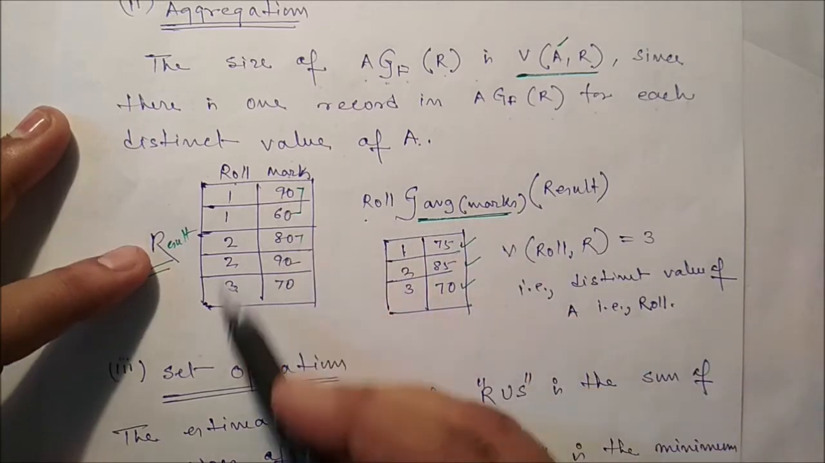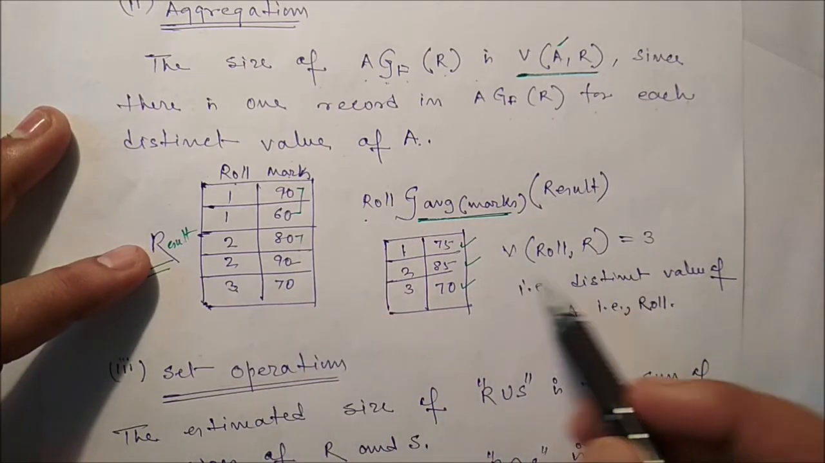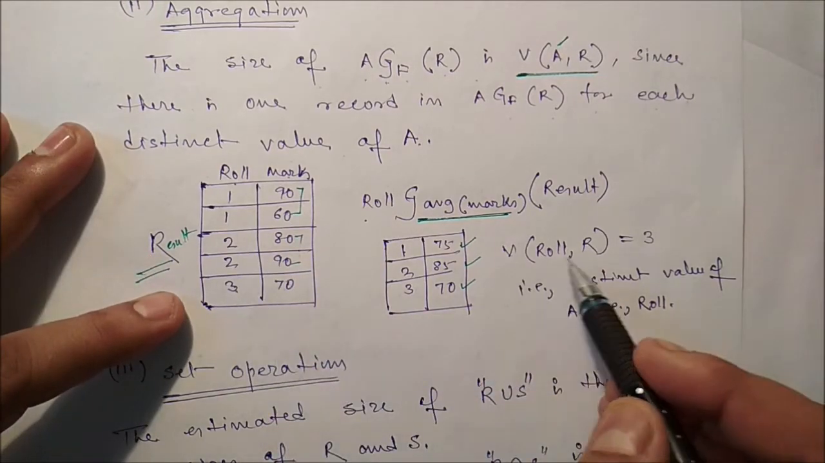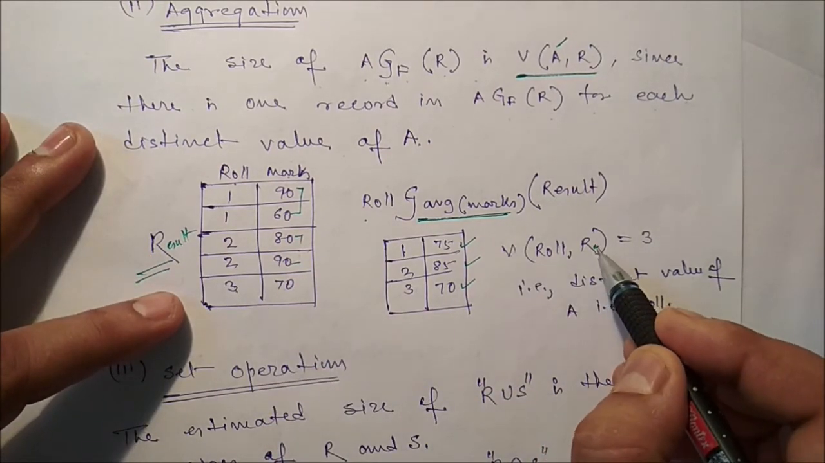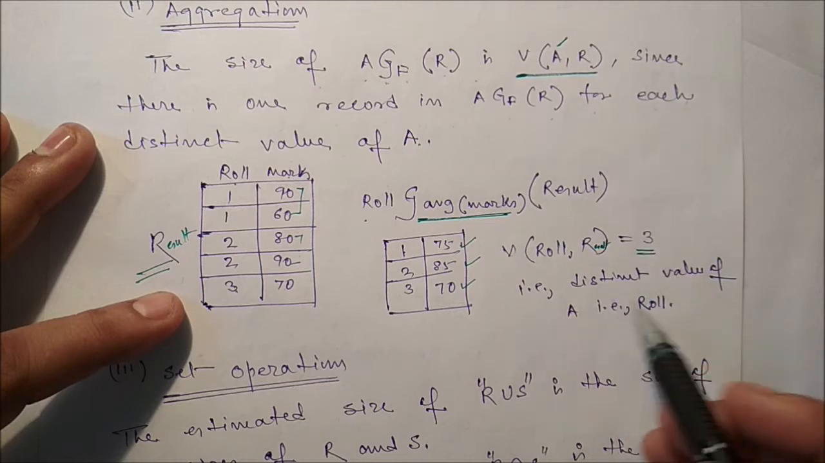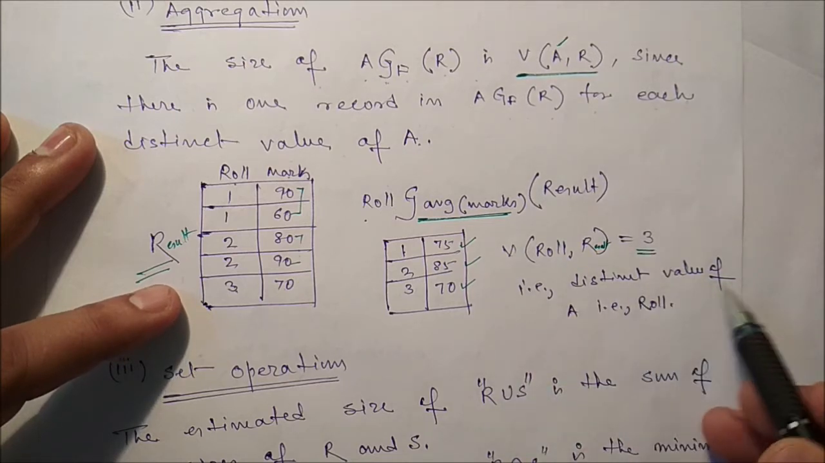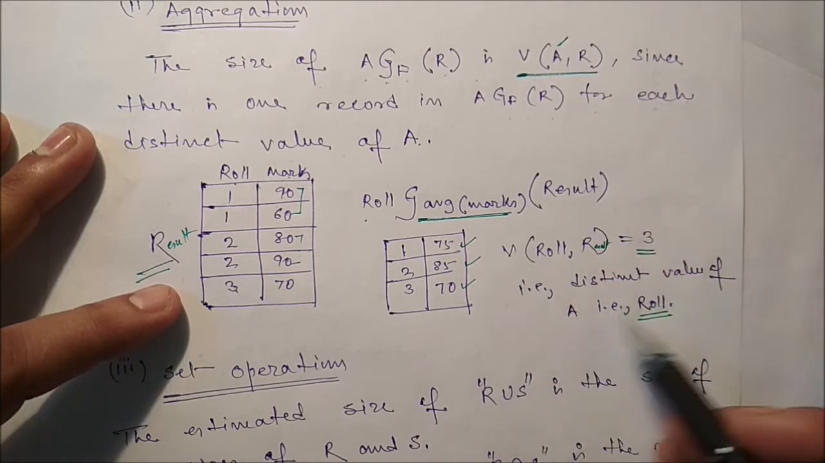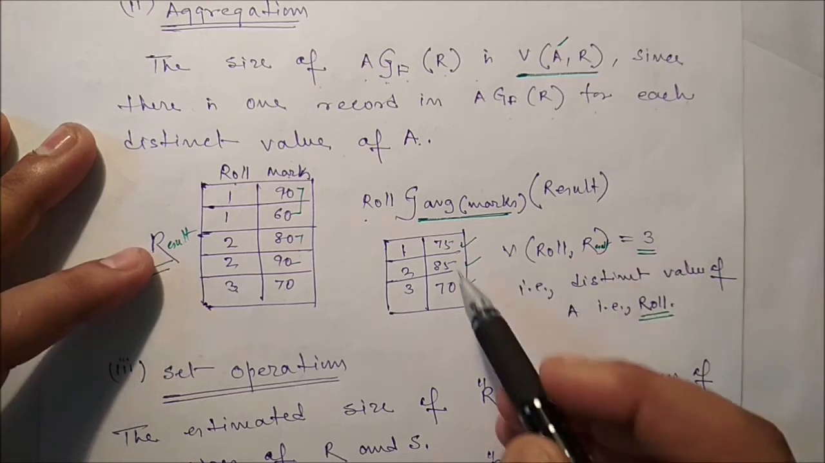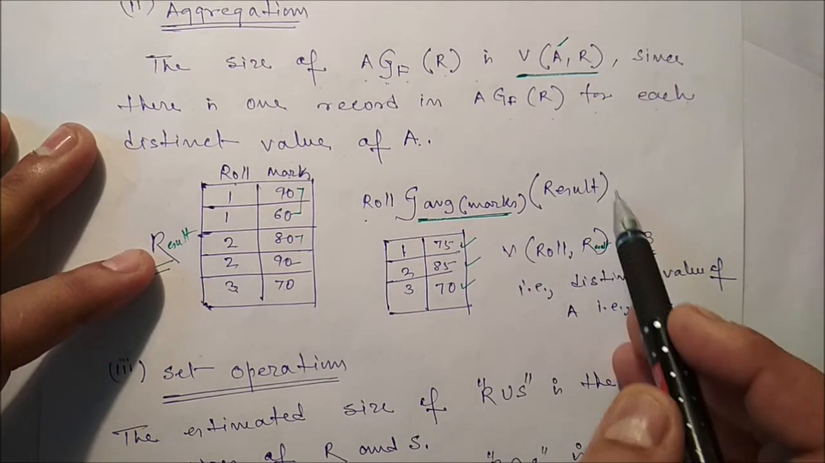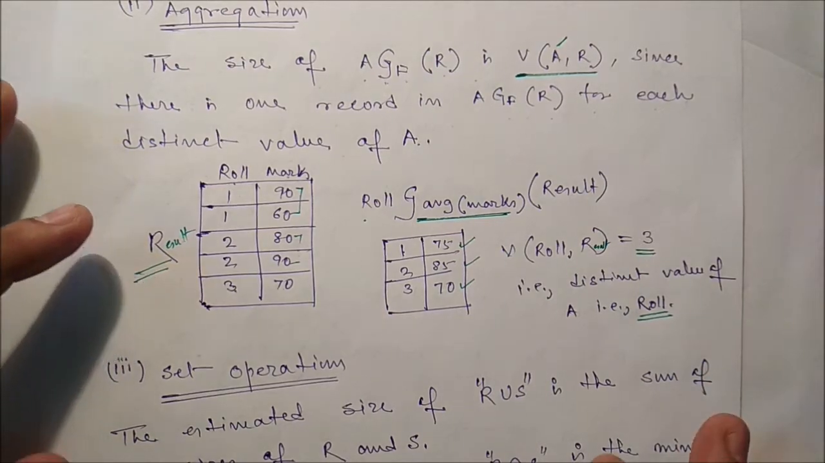Okay, so we want to estimate the number of records of this particular expression. So definitely we have to take the distinct values. So we can see here how many distinct roll numbers are there in the table result. Okay, so it is 3 here, and that will be our output. So the distinct value of A is the roll number. So what will be the estimated value? The estimated value is 3.